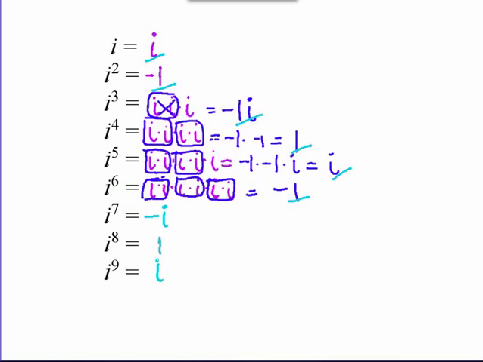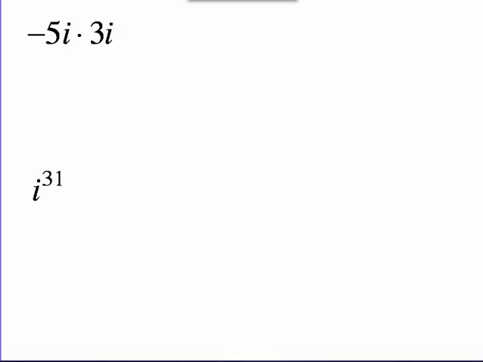So the pattern repeats by 4s. This will keep repeating over and over again. So it goes i, negative 1, negative 1i, 1. i, negative 1, negative 1i, 1. So this is what repeats: i, negative 1, negative i, 1. Now we're going to use that in a little bit.